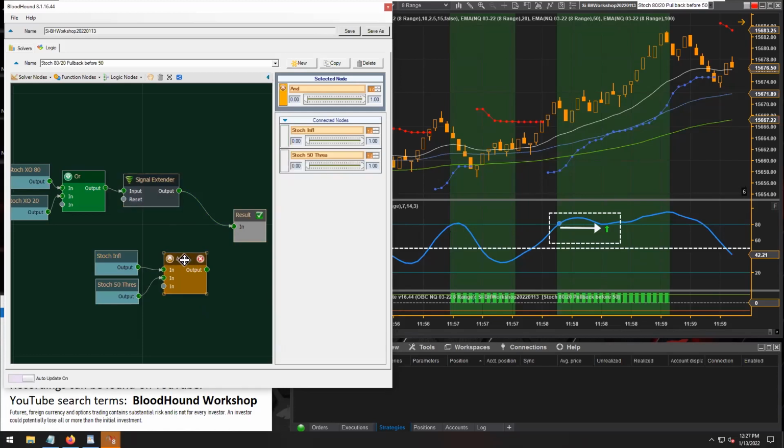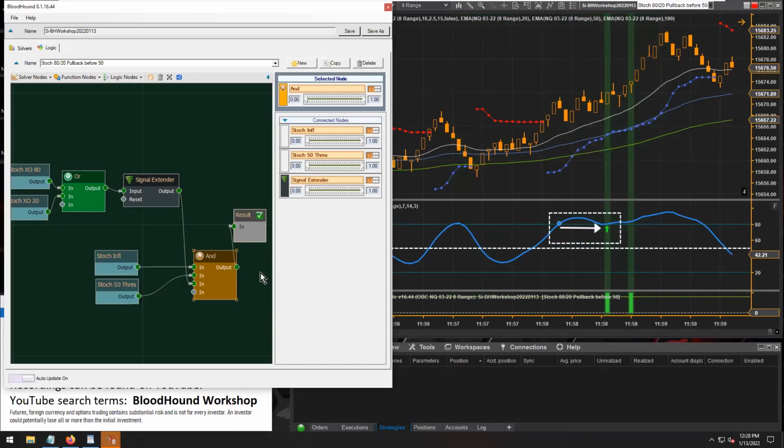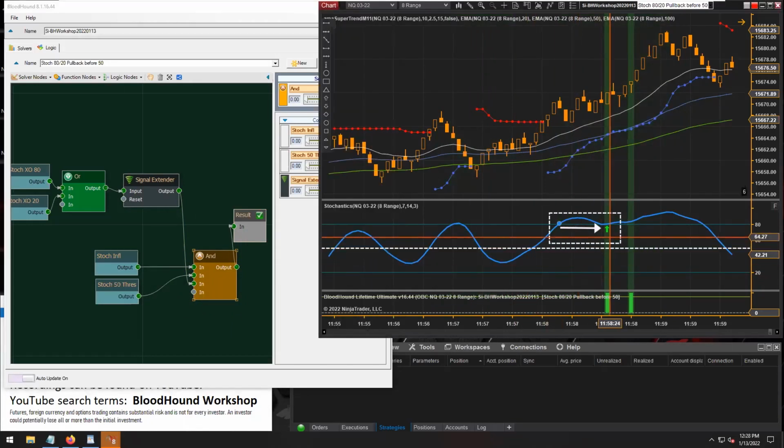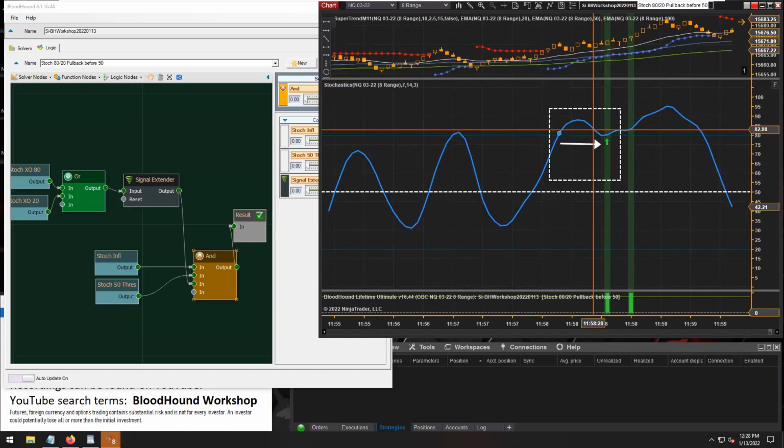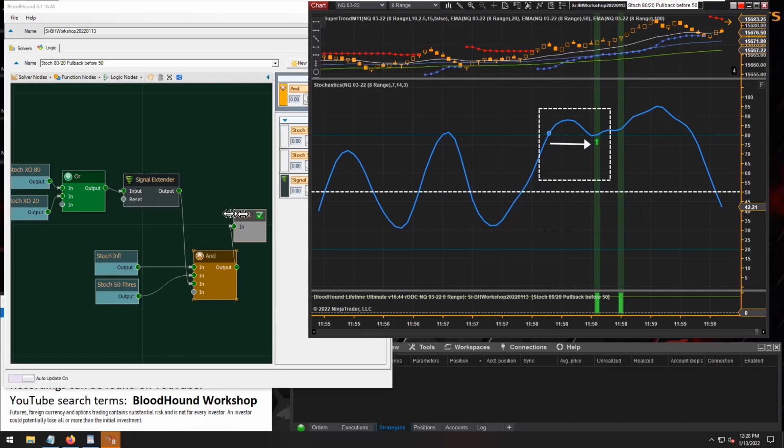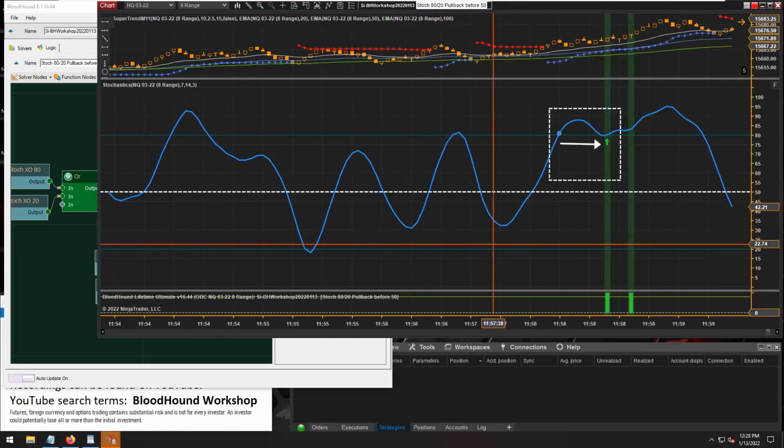So the next step is just connect that into the AND node. Basically, there we have it. However, we might sometimes get two signals here. The stochastic can reverse up, then have a minor pullback and then reverse back up again. If you're okay with seeing these multiple pullbacks, then we're good to go.